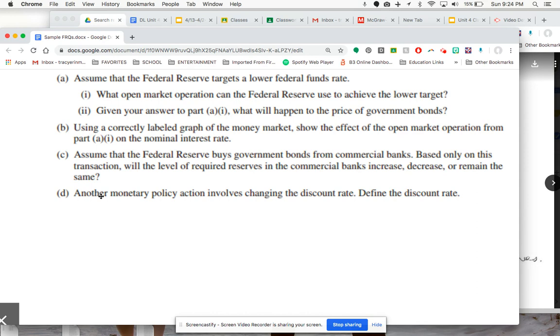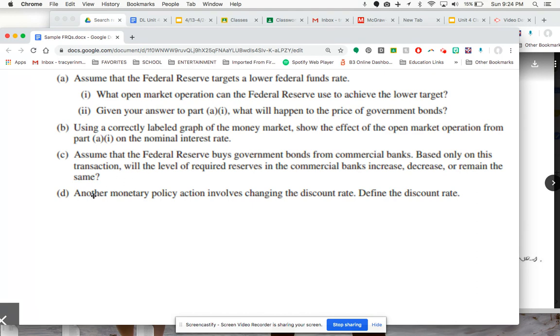Then it says, assume that the Federal Reserve buys government bonds from commercial banks. Based on this transaction, will the level of required reserves in commercial banks increase, decrease, or remain the same? The key phrase here is required reserves. Required reserves are the reserves that banks can't loan out. If banks are given more liquidity because the Federal Reserve buys bonds, please remember, that means the Fed wants banks to loan out money. So it would be counterintuitive for banks to have to keep some of it in their required reserves. When the Fed purchases bonds, 100% of that money goes into excess. So the answer to C is they would stay the same.